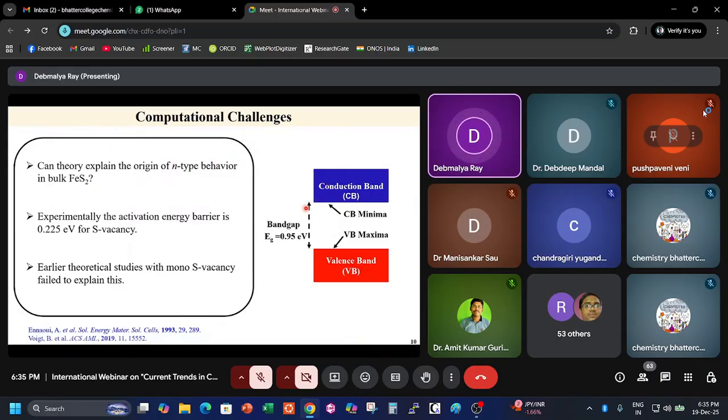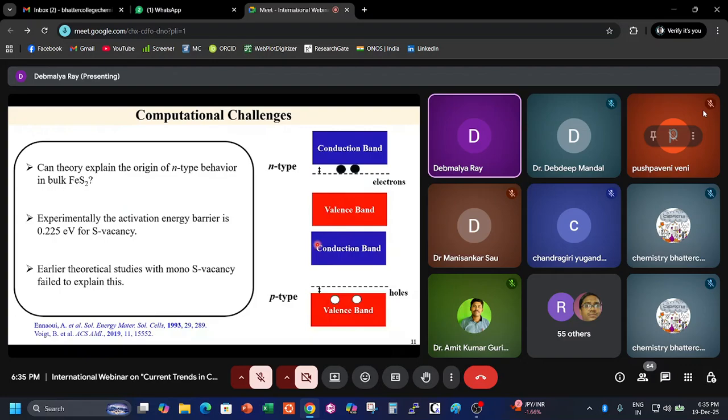Experimentally, the material has a band gap of 0.95 eV and an activation energy of 0.225 eV. That means there is an occupied defect state that is 0.225 eV below the conduction band. So basically you can think of the conduction band as the lowest unoccupied molecular orbital for materials, and the valence band is the highest occupied molecular orbital, like a HOMO-LUMO kind of thing in materials, and the gap is basically called the band gap. So that was the question they asked us.